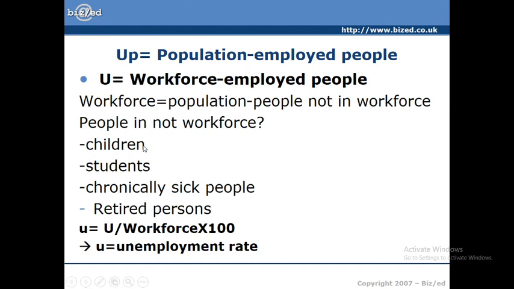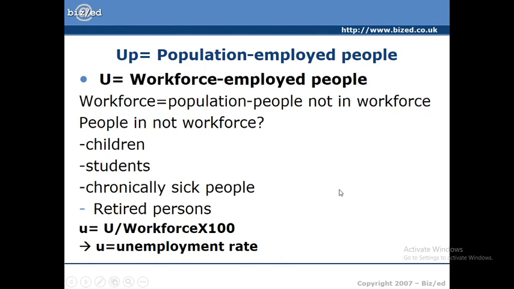Okay. So there are people not in the workforce. This includes children, students, chronically sick people, retired persons, etc. So you see, when you calculate unemployment on the basis of physical terms, these categories are also included. So economic terms are more reliable for measuring unemployment, because they exclude these people: students, children, chronically sick people, retired persons, etc. Okay, and then we calculate the rate of unemployment.